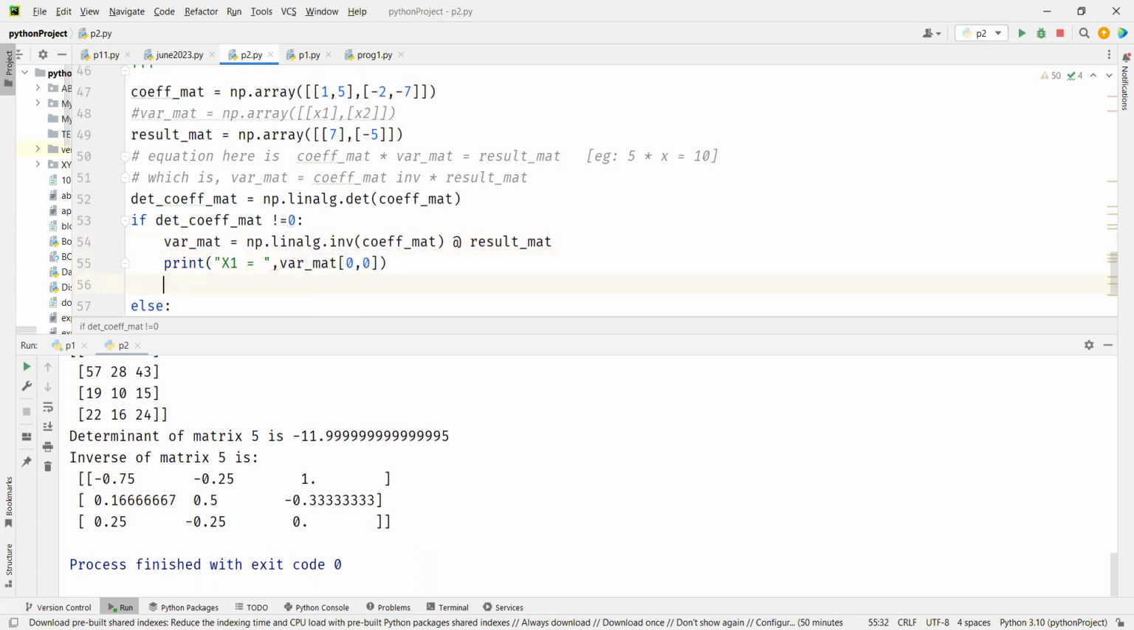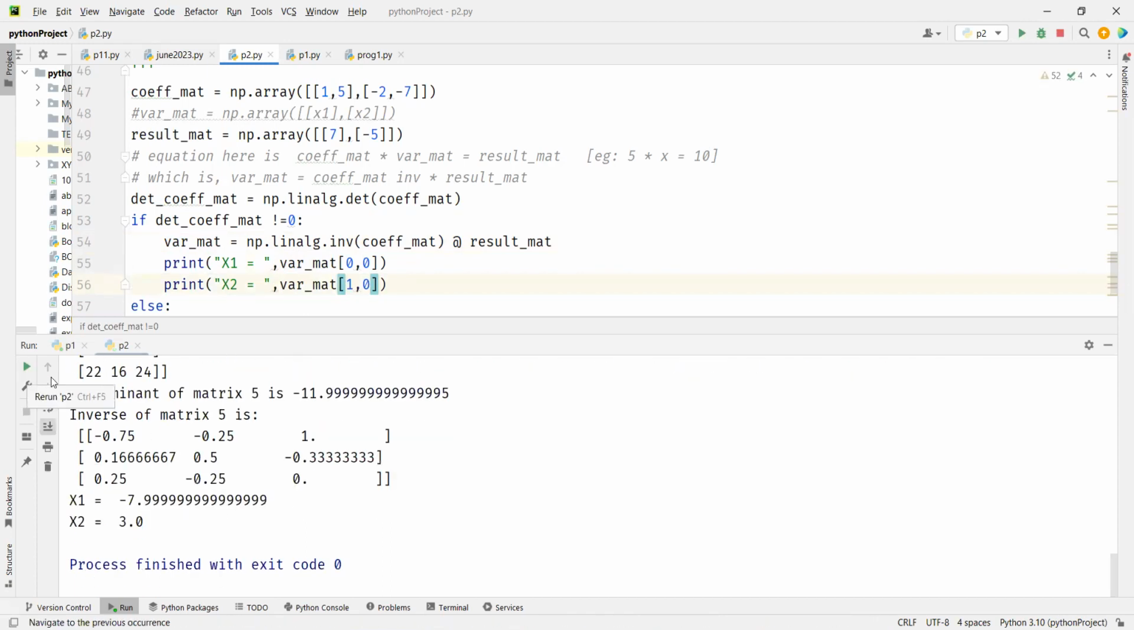And your x2 is equal to variable matrix of, okay, row will change, 1 comma, column is same. So when you run it, you see it is -8 and 3. Okay, -8 and 3. You can put it in the equation and see the value.